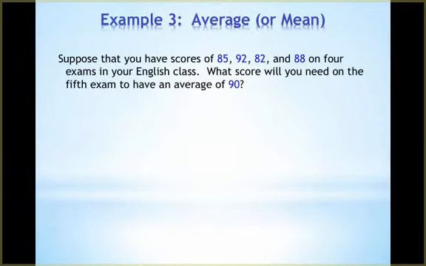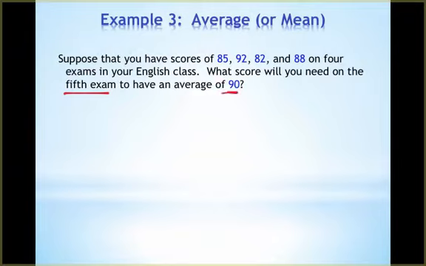Our next problem actually involves something that you may have done before, trying to figure out what test score you might have to have a certain average at the end of a term. We have 4 scores of 85, 92, 82, and 88 on 4 tests. We want to know what score would we need on a 5th test to have an average of 90.